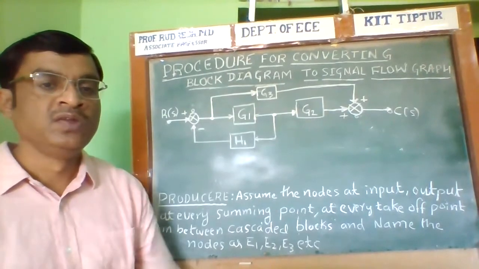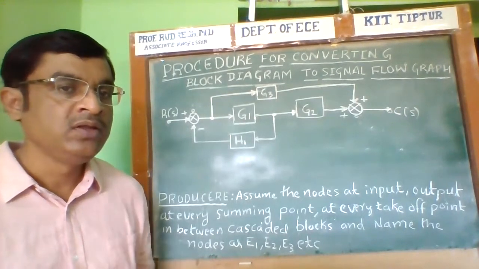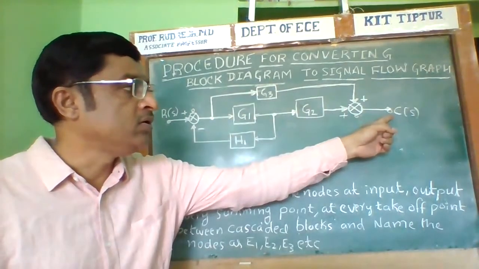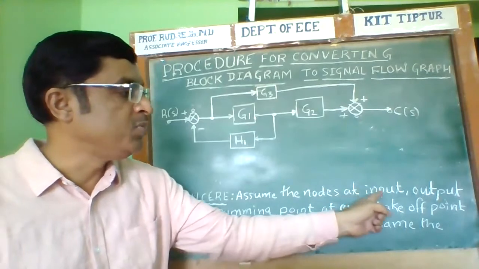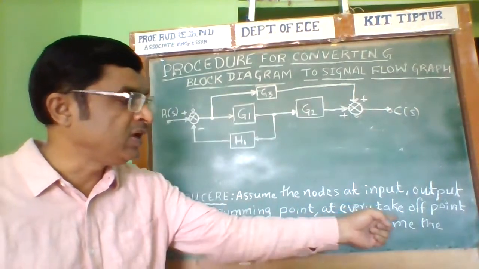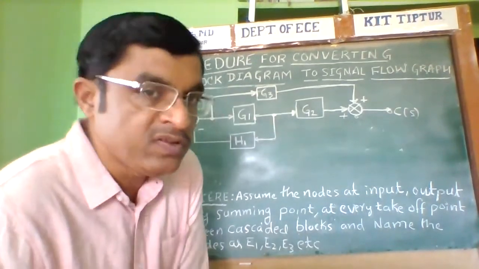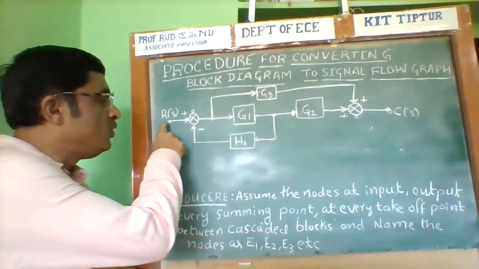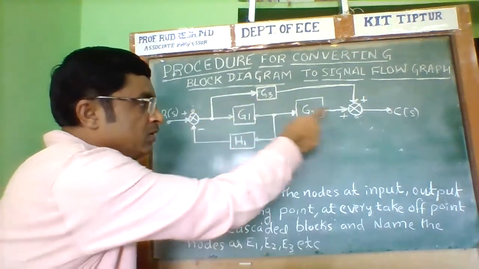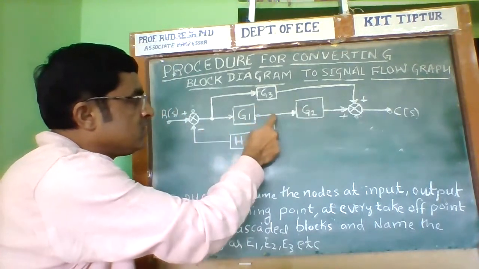The first step is to assume the nodes at every input, output, at every summing point, and at every takeoff point in between the cascaded branch. This is very important. This is the summing point, used to add or subtract two signals. And also the takeoff point. This is the takeoff point.